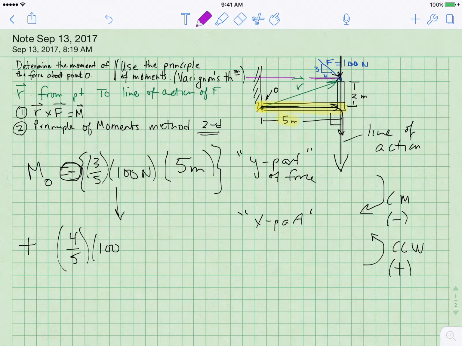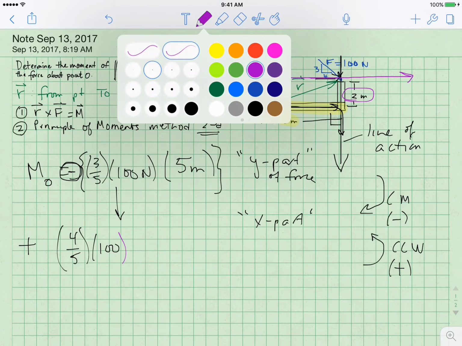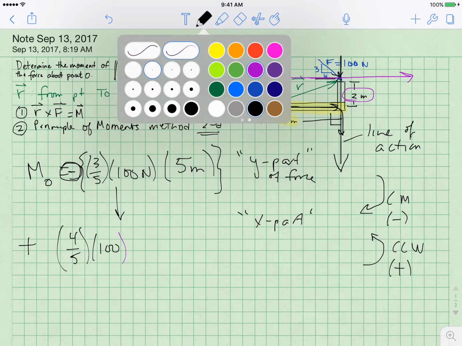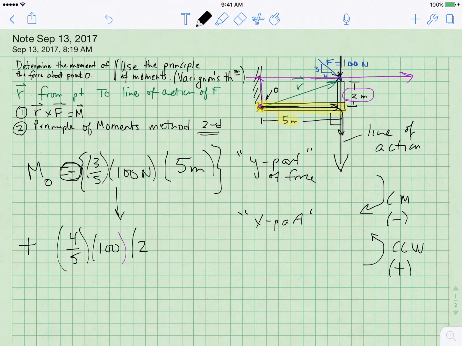And I'm going to extend its line of action, because that's always a helpful thing, and it's going generally in that direction. And now I'm looking to see if I easily have the perpendicular distance between O and the line of action of the force. And I do have it. It's right there. It's 2 meters. And so we will write that we would multiply this x part of the force times that perpendicular distance 2.